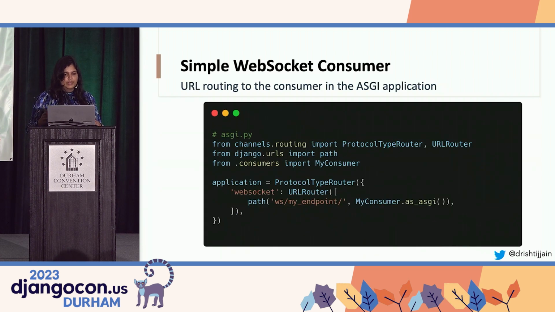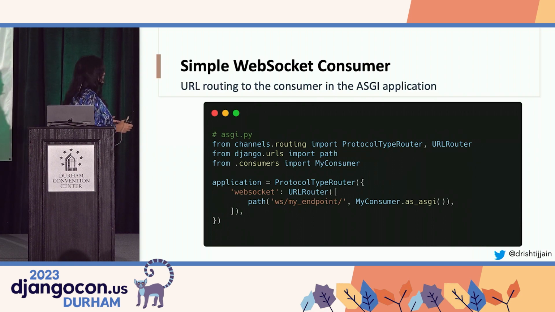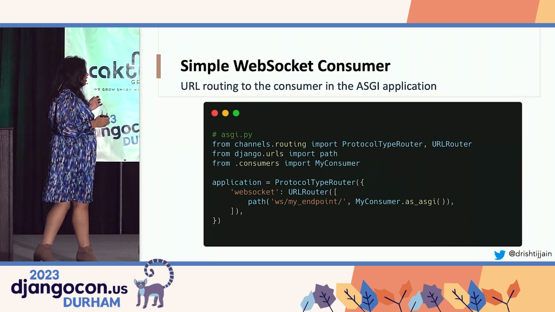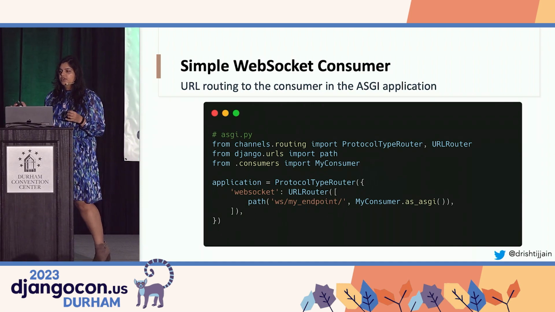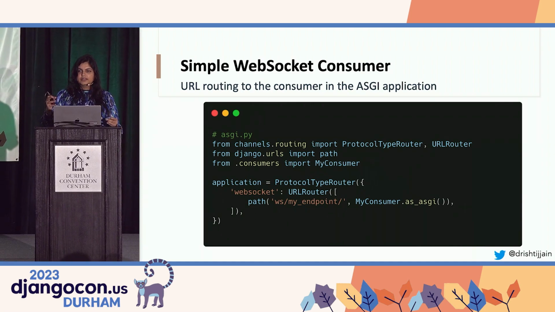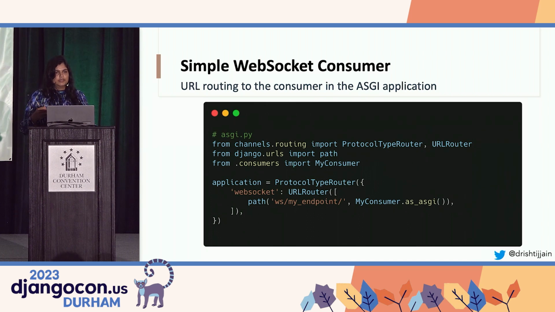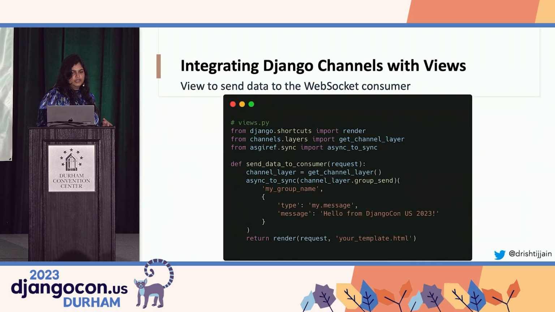And once you have this, you come back to your ASGI file, and you would include the URL router for the WebSocket. You would also mention the different endpoints that your consumer WebSocket is going to have. Now, these endpoints are important because the user would be accessing and generating real-time data, generating requests through this endpoint. The next important part is to integrate Django channels with views.